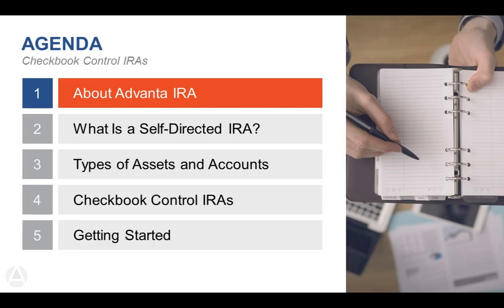Here is a bit of a breakdown of how we're going to structure the presentation today. I'm going to give you a brief overview of who we are at Advanta IRA, what a self-directed IRA is, the types of assets and accounts that can be held underneath of IRAs, not just with the LLCs or trusts, but keep in mind that the assets we'll cover can certainly be held in the checkbook control trust or LLCs, what exactly the checkbook control IRA is, and how to get started with this type of investment.